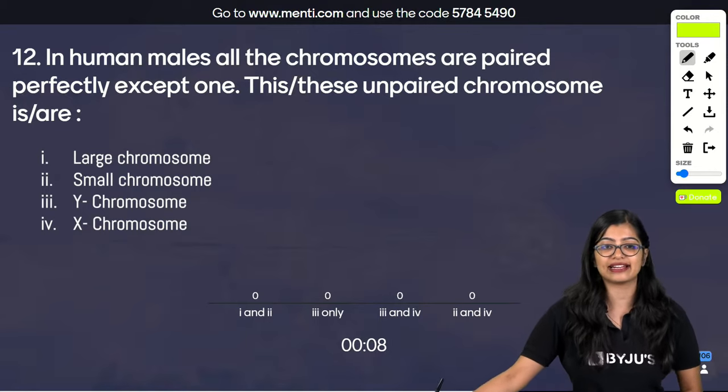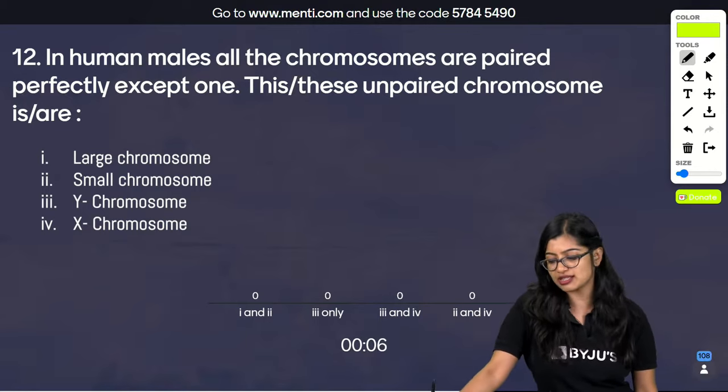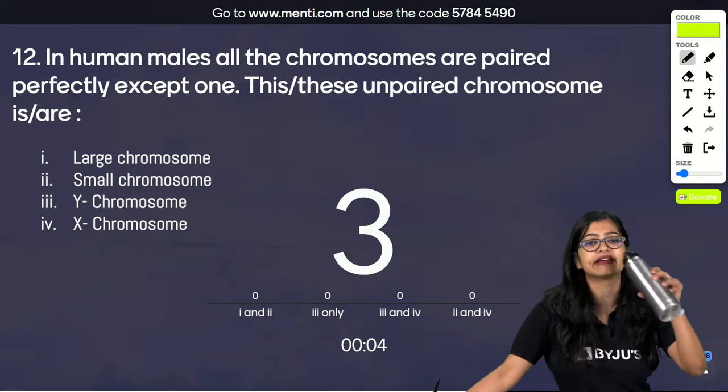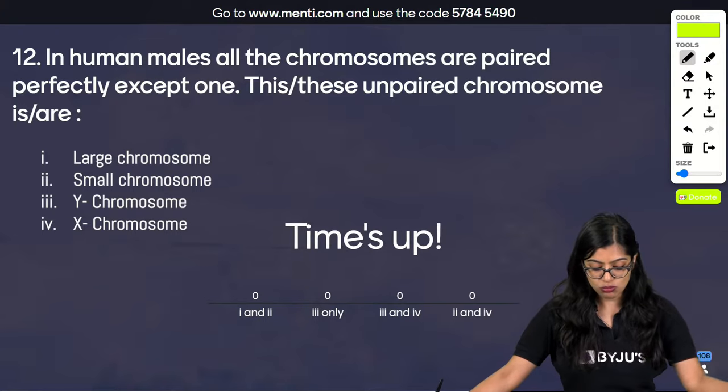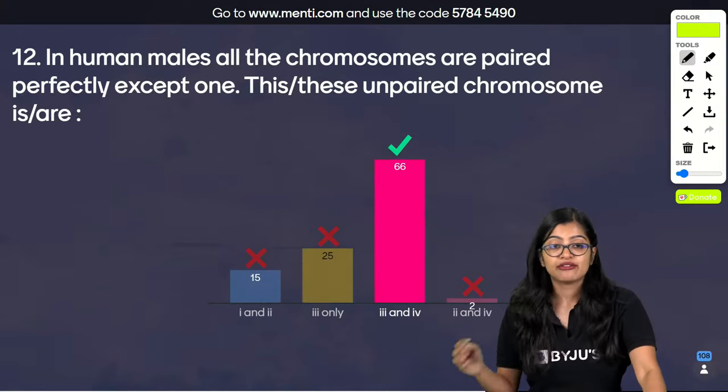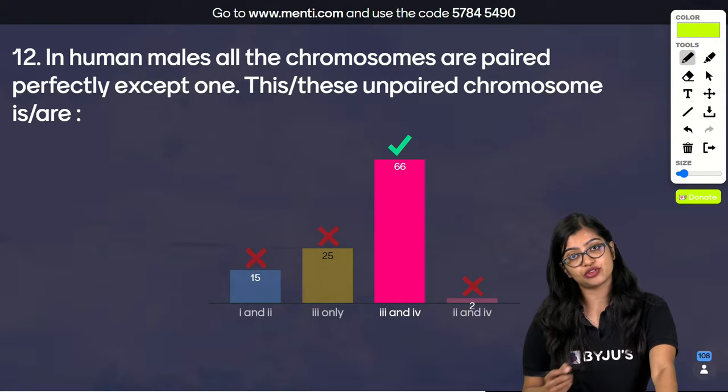Very simple, and I know, super easy this is. You don't even need me to explain anything in this. Very good. The correct answer is 3 and 4.